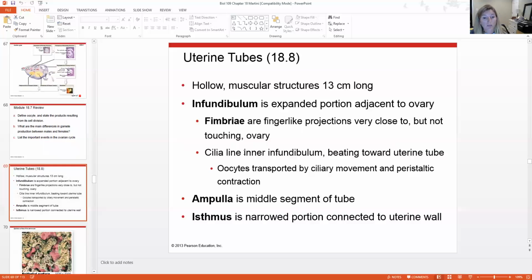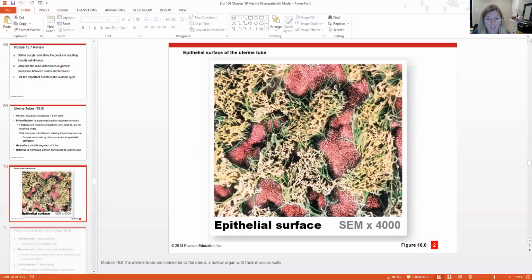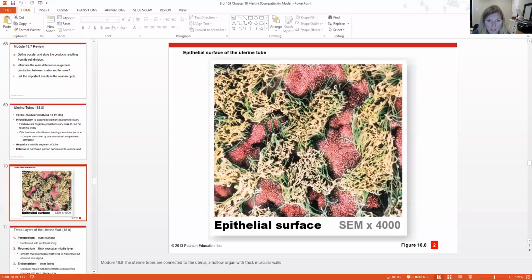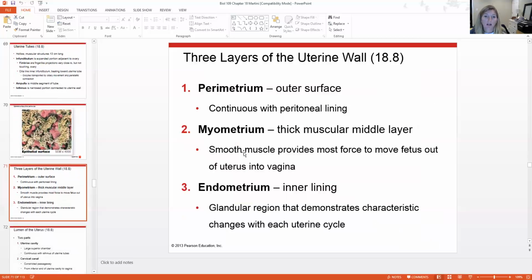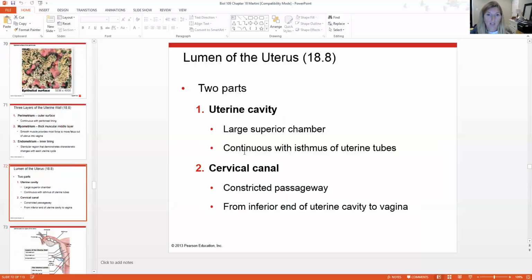The ampulla is the middle segment. The isthmus is the narrowed portion connected to the uterine wall. There's all of those cilia. And the uterine wall is made of 3 layers: the perimetrium, myometrium, and endometrium. The perimetrium is continuous with the peritoneal lining, it's just that outer lining. Myometrium is the thick muscular layer with smooth muscle, which will contract to push the fetus out, and the endometrium is the inner lining, which is glandular, and it will grow and regrow each month, as most of us women know, and most of you men probably know as well.